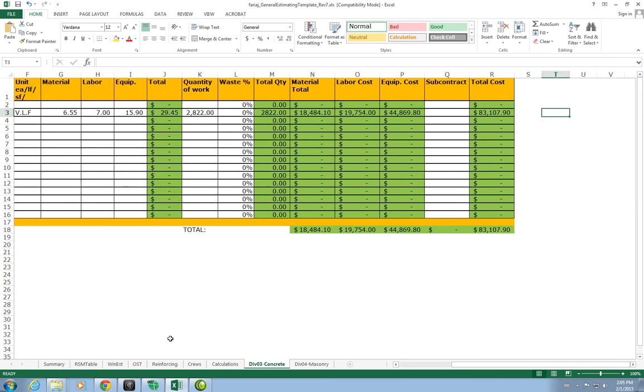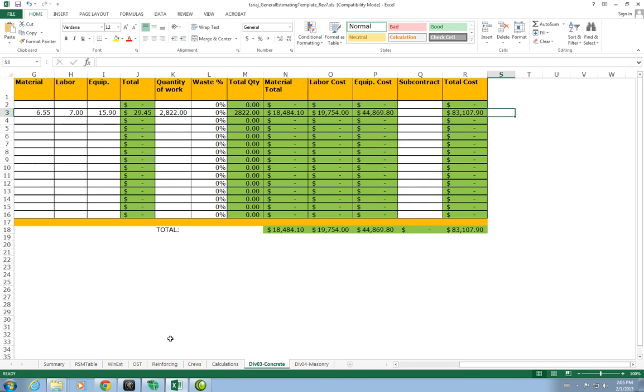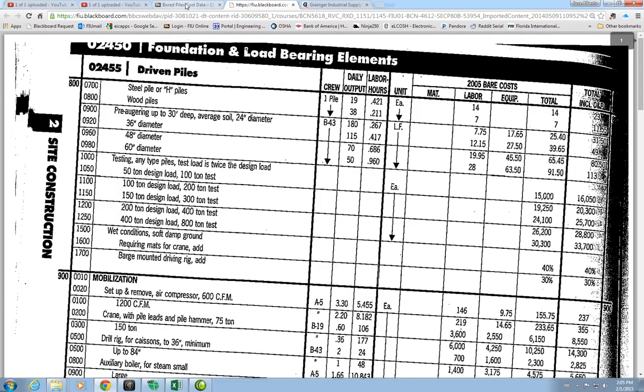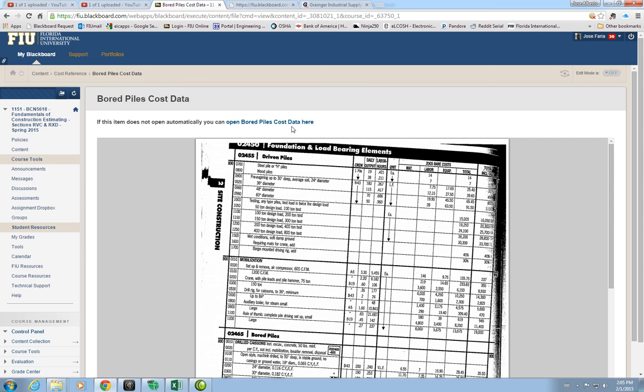I can use the right hand side of the table to enter a reference for the cost. Cost taken from handout. The handout is called bore piles cost data. We took these from bore piles cost data.